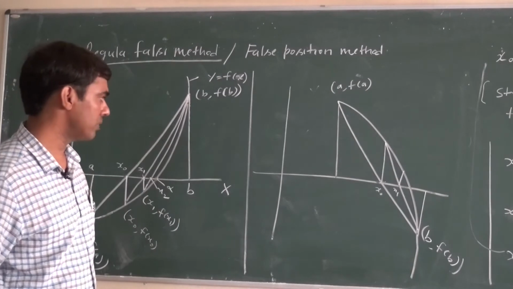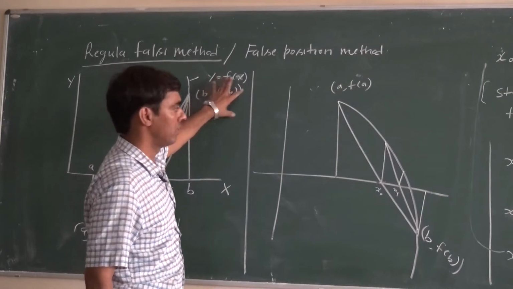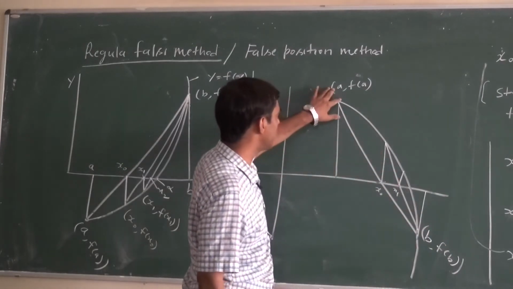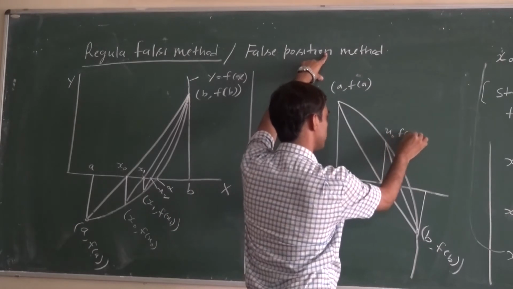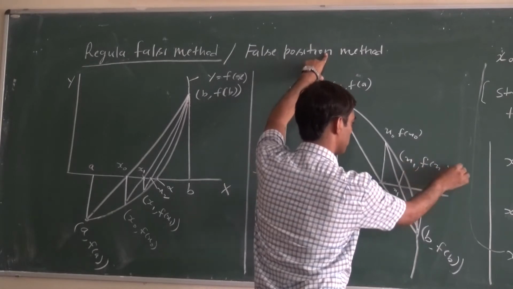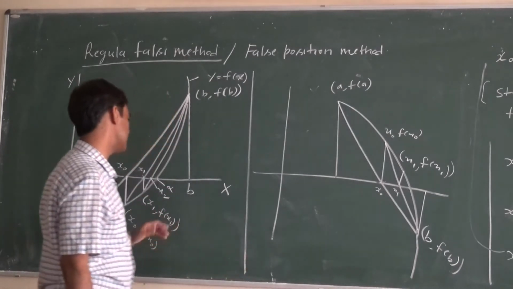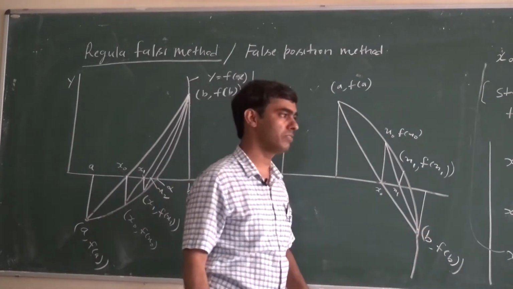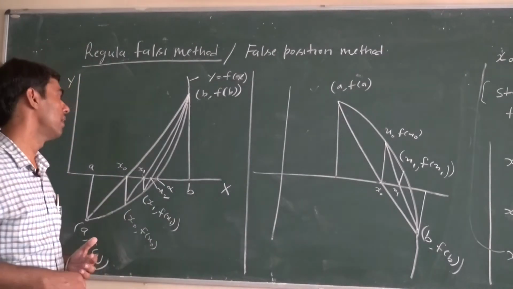Now what we try to say here: in this case the positive end is fixed, but in the earlier case the negative end is fixed. The positive end varies from (a, f(a)) to (x0, f(x0)) and (x1, f(x1)). So one end is fixed and another end varies. It's not necessary that only the positive end is fixed. Maybe the negative end is fixed. This depends on the nature of the function. What is the nature of the function?